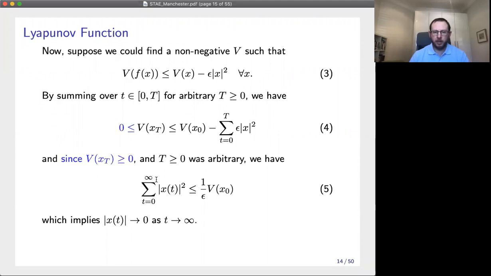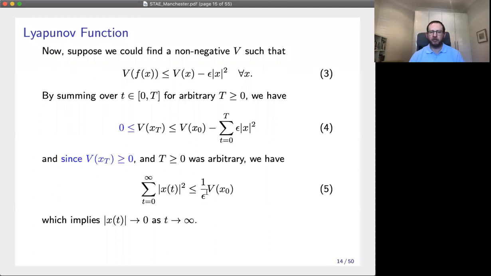Basically, the state x_t is in L2, meaning it's square summable. And in particular, no matter what our initial condition is, we take V of x naught divided by epsilon, and that's an upper bound for the sum of x of t squareds.